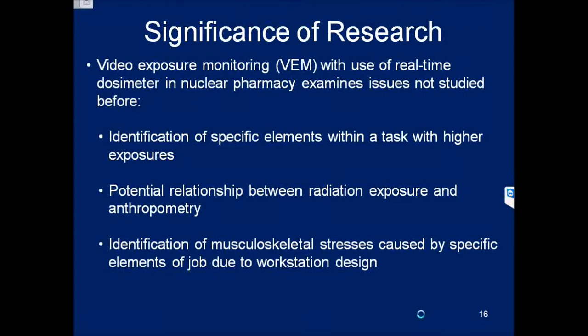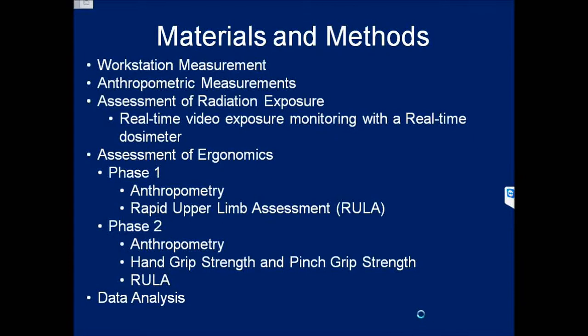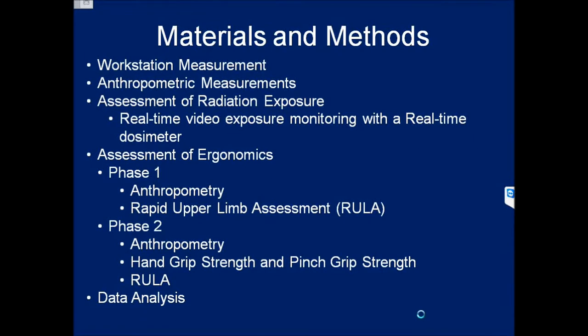And so the materials and methods that I used: I did workstation measurements. Some of these things are what you will be doing in your projects. I did anthropometry measurements of the subjects. I did two phases. In phase 1, I looked at the radiation exposure, and I also did an assessment of the ergonomics, just a pilot study. And then in phase 2, I did a much more in-depth analysis of the ergonomics. And then I analyzed the data.